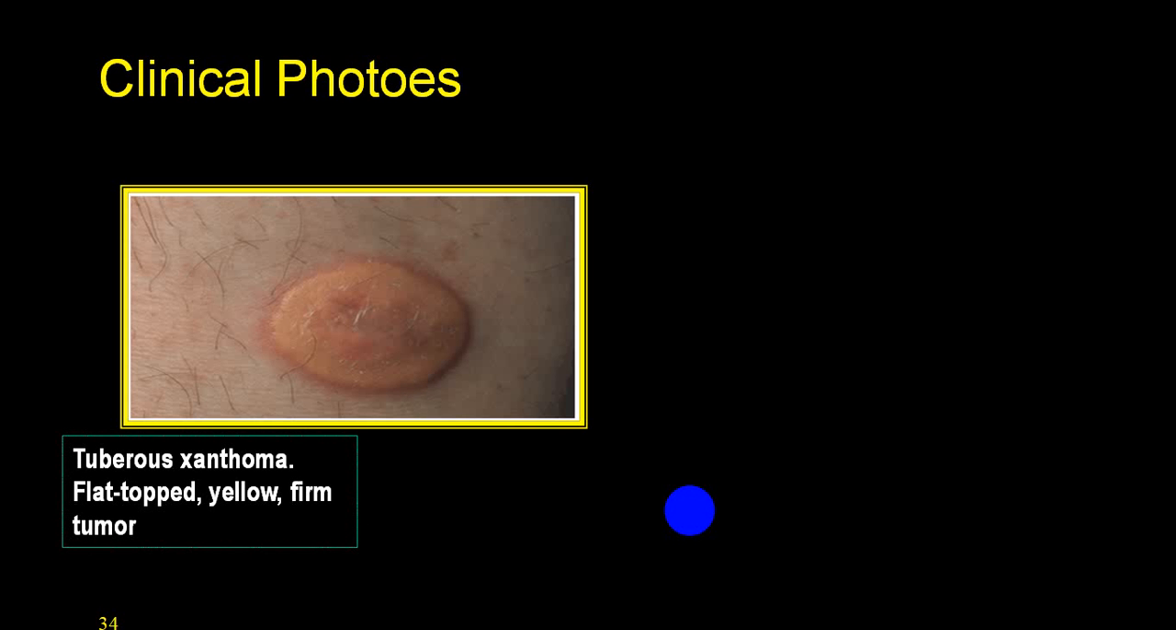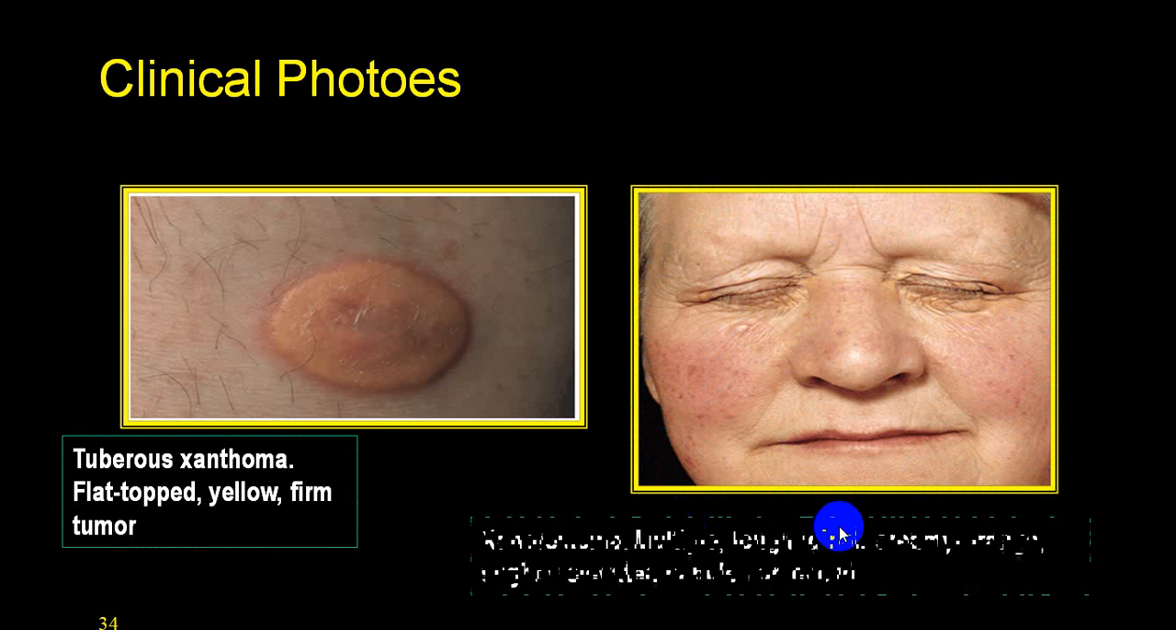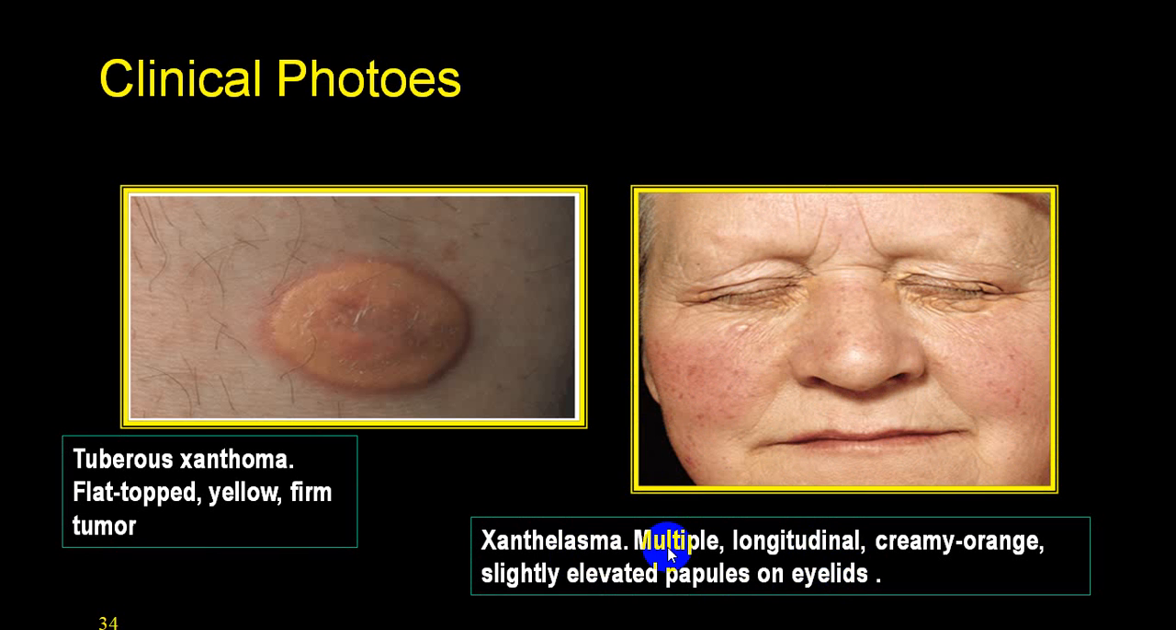This will be the early finding in atherosclerosis, where you have got deposition of a fatty material we call tuberous xanthoma, which are flat, yellow and firm. When it is deposited in the eyelids, these are called xanthelasma, which are usually small, multiple, longitudinal, creamy orange and slightly elevated papules, mainly on the eyelids.